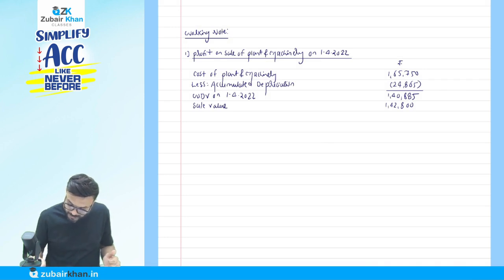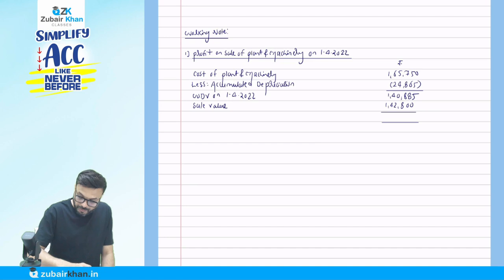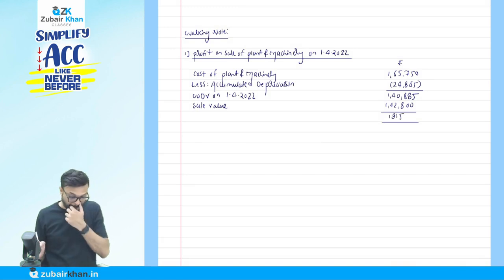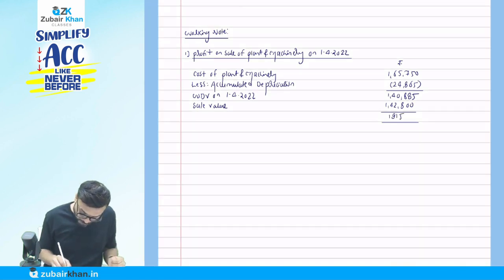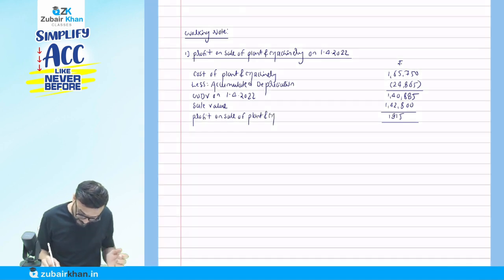Okay, the sale value is more. The sale value is 142,800. The WDV was 148,885. So basically we sold at a loss of 1915. Okay, 1915. The loss on sale of plant and machinery.